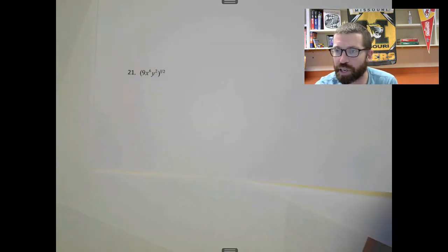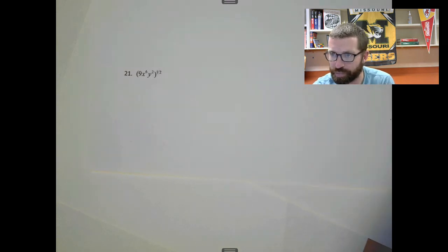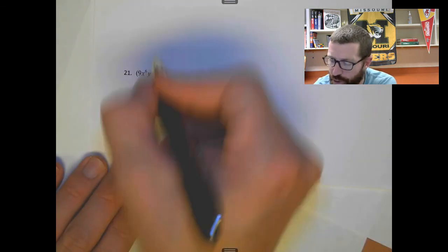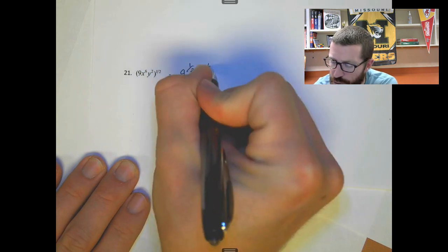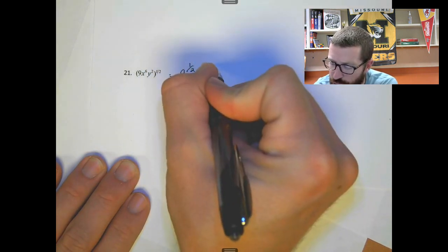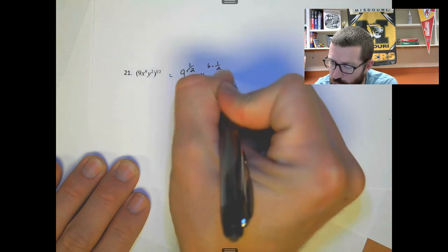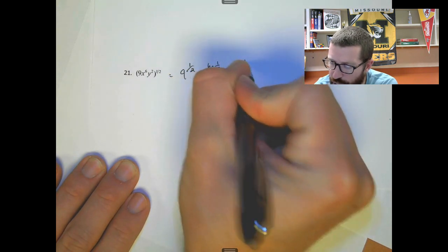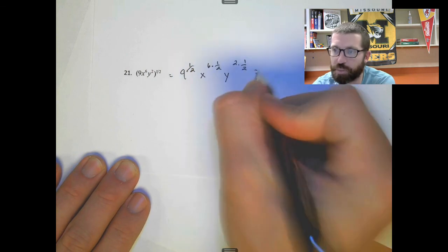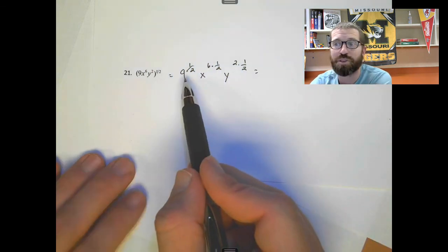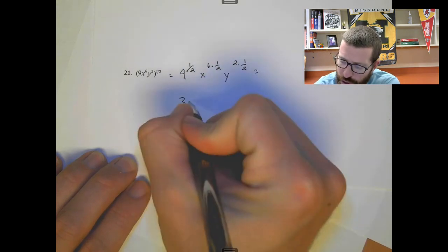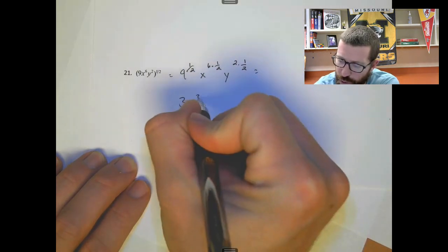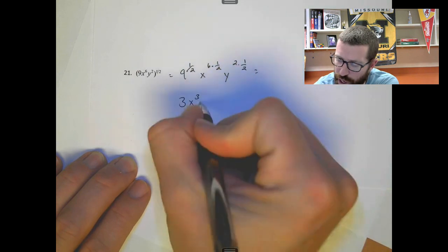And then the last one we'll look at in this video, raise everything to the 1/2 power. So it's 9 to the 1/2, x times 6 times 1/2, and then y times 2 times 1/2. And you might be able to do that step in your head. 9 to the 1/2 is the same as the square root of 9. So that's 3. And then x to the third when I reduce, and y to the first.